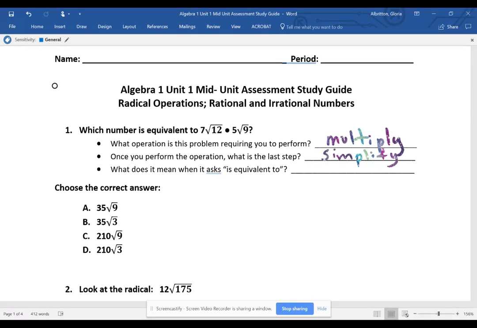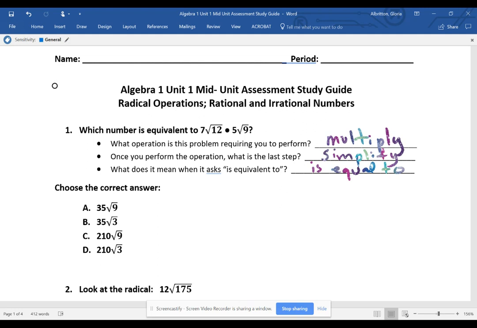What does it mean when it asks is equivalent to? That simply means is equal to. The reason I put that on there is because some of the language on the test is something we haven't actually used a lot in class, but it'll ask is equivalent to, and that means is equal to.